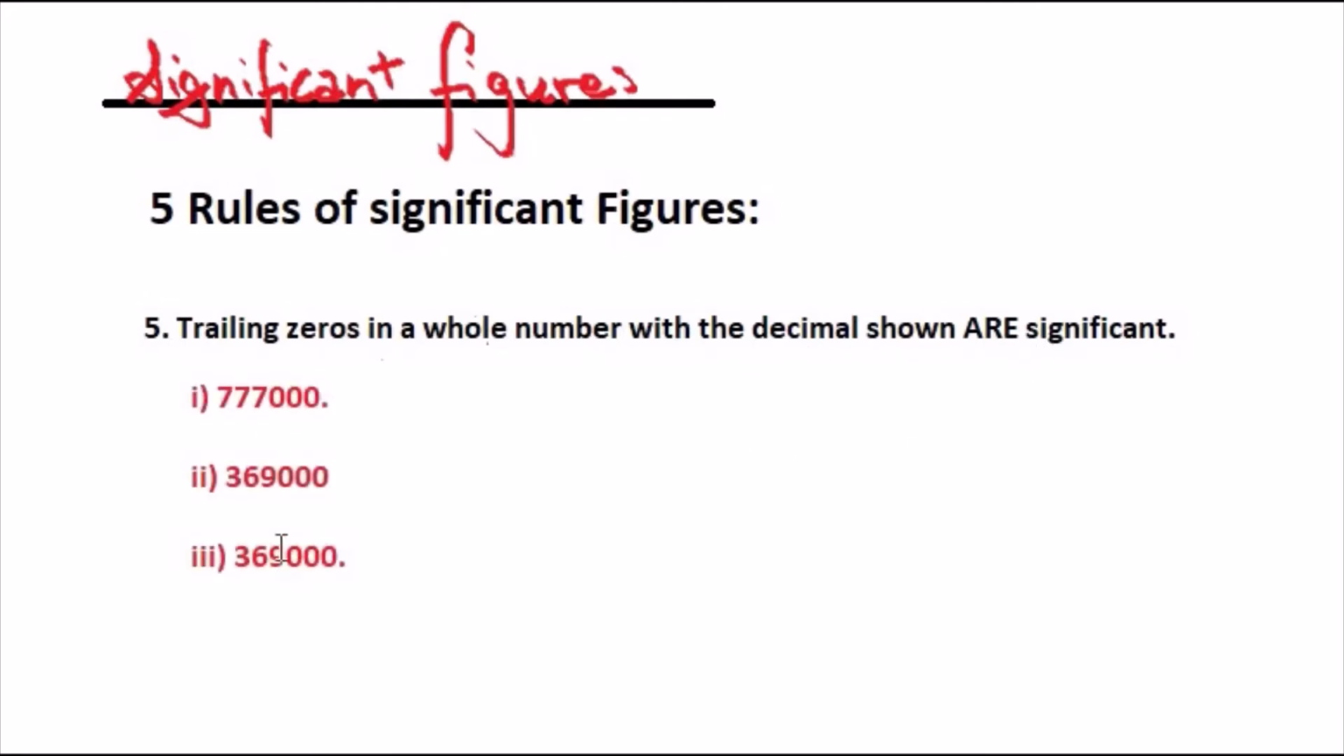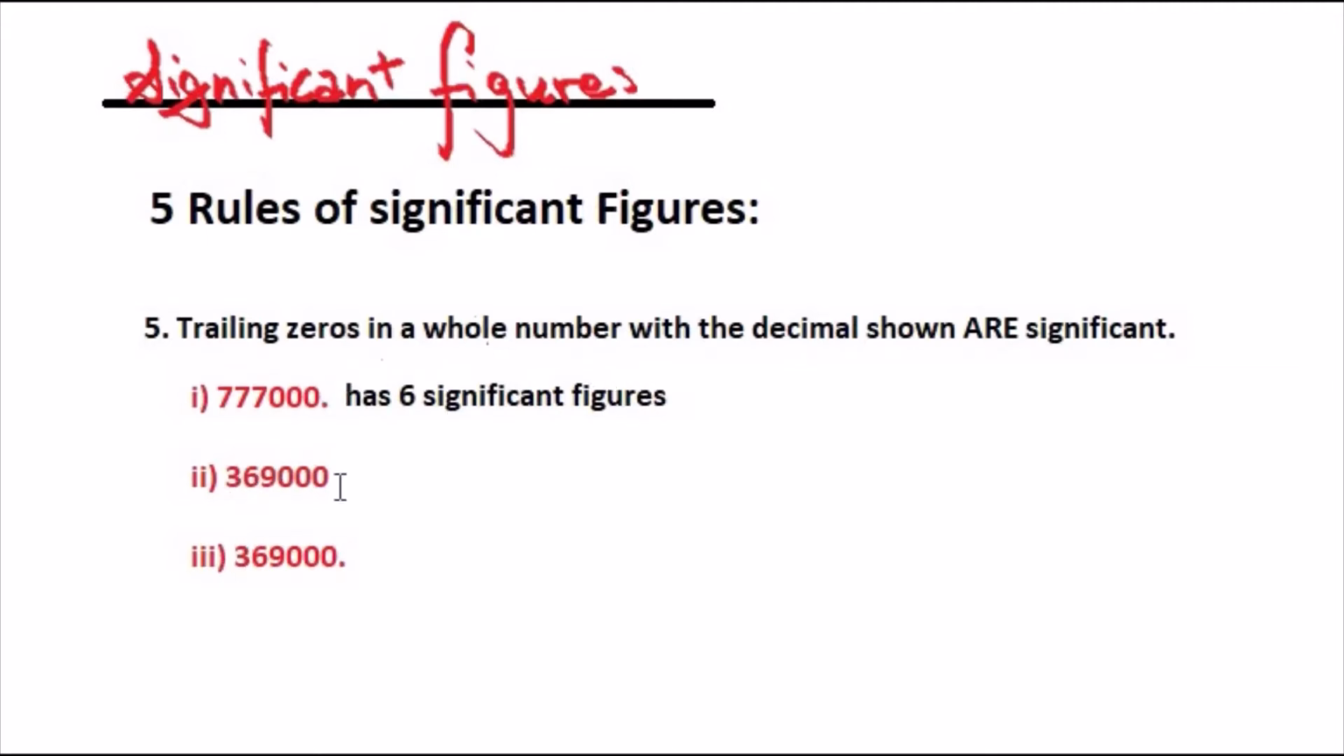How many significant figures are there in each of these examples? Example 1, the decimal point is shown here. And so we say that these are trailing zeros. They appear at the end of the whole number. And so therefore, they are significant. And so therefore, we know that we have how many significant figures? 6 significant figures. All non-zero digits are significant. So 1, 2, 3 significant figures. And these 3 are significant. So we have 6 significant figures here.